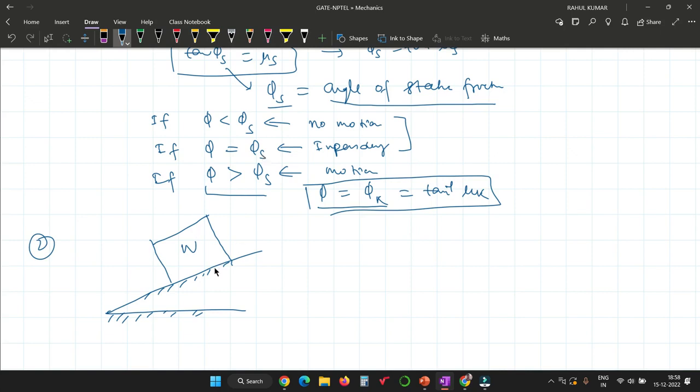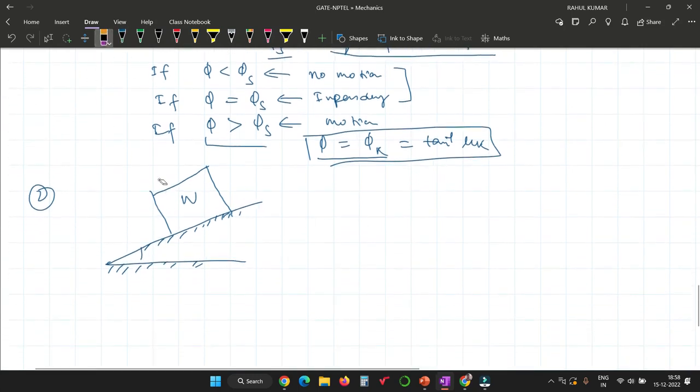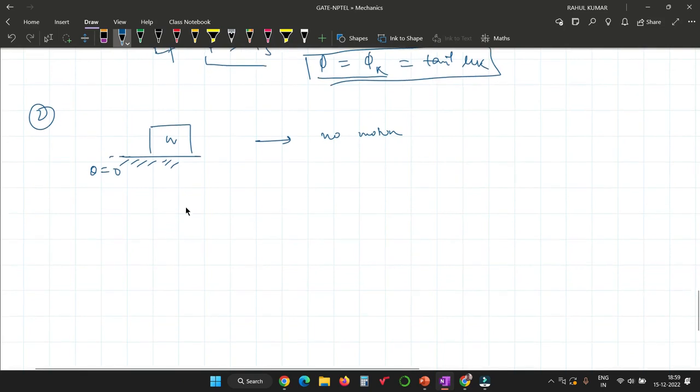Suppose this angle is theta. Let me start from the beginning. I'm jumping directly here. Suppose the block is resting here, and suppose the angle between the block and the surface is theta equal to 0. Then what will happen? Here there is no motion, right? There is no motion because there is no horizontal force.